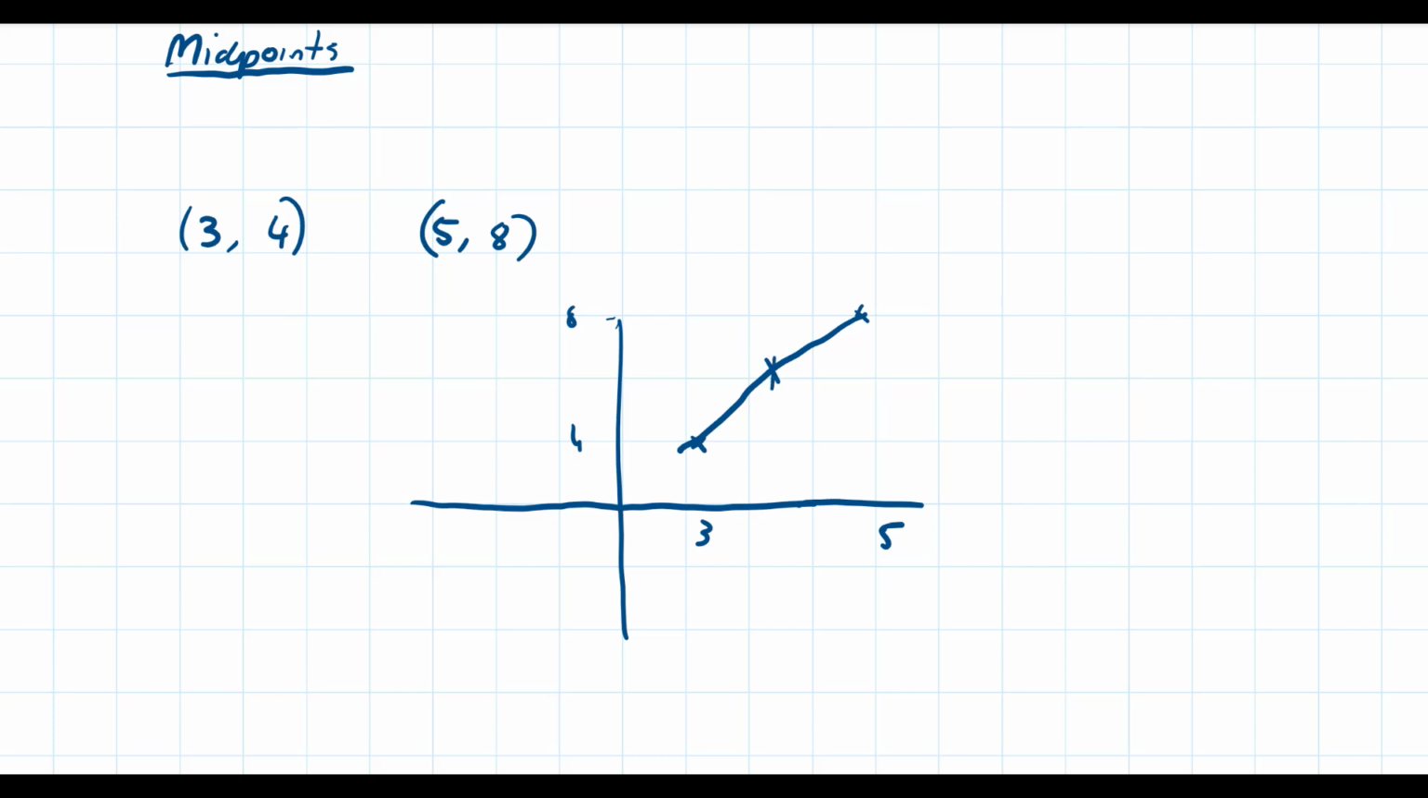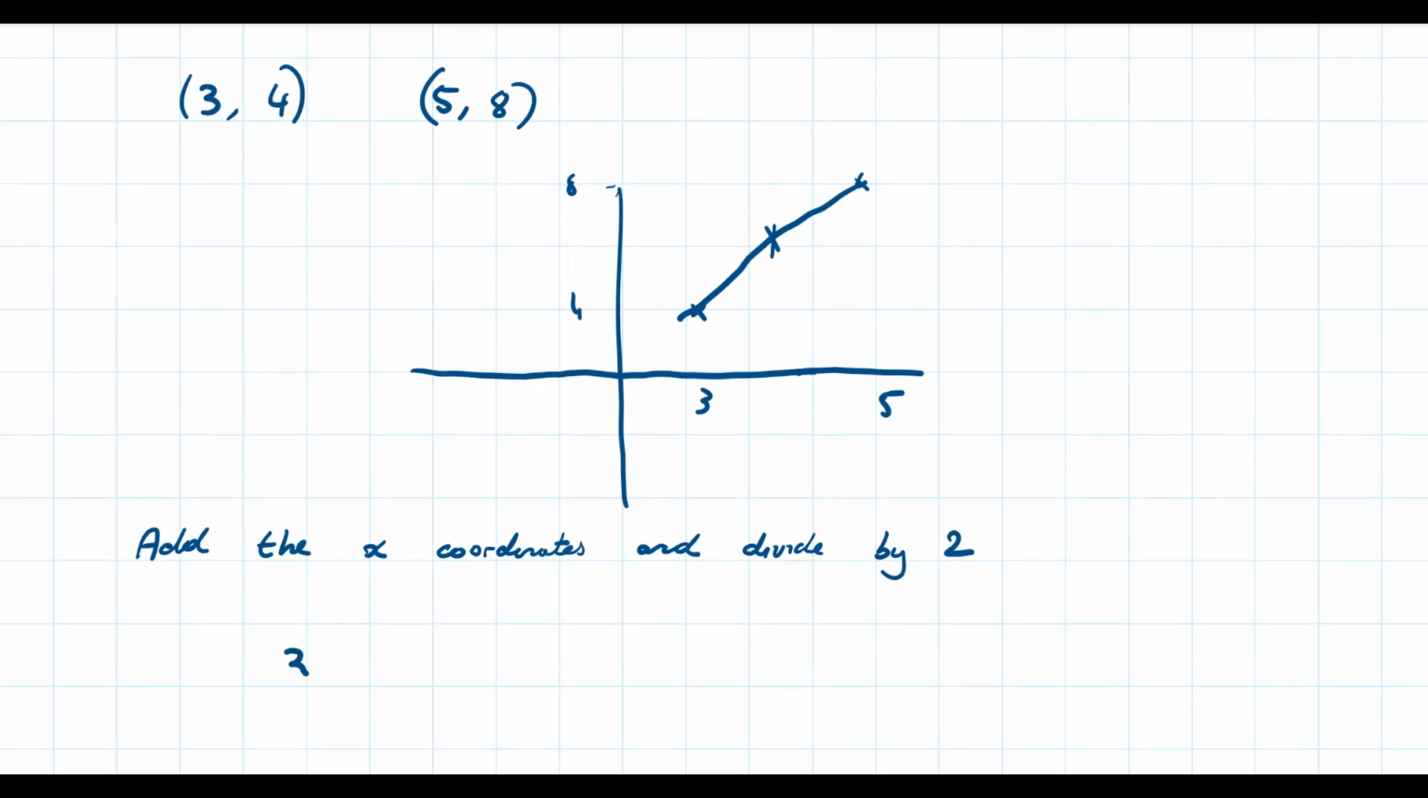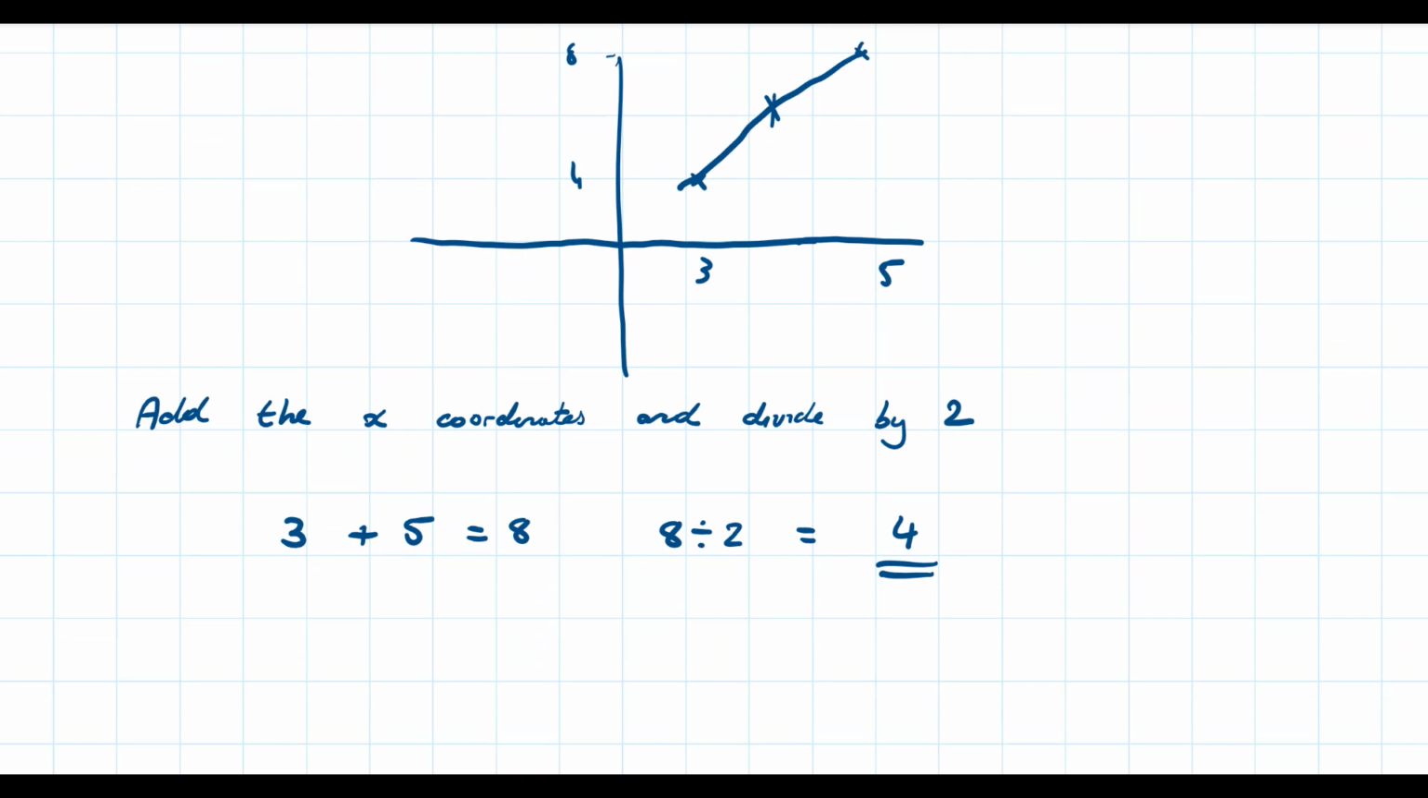And it's really quite simple. All we need to do is add together the x coordinates and divide by 2. So the x coordinates are 3 and 5, which is 8, and then 8 divided by 2 is 4. That becomes the x coordinate of your midpoint, and then do the same with the y coordinate.